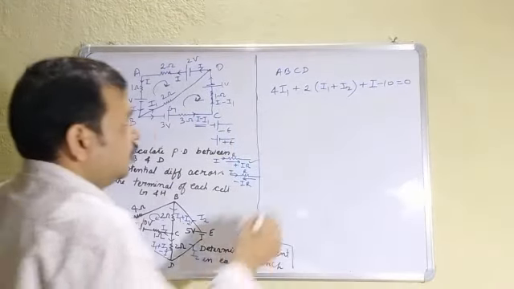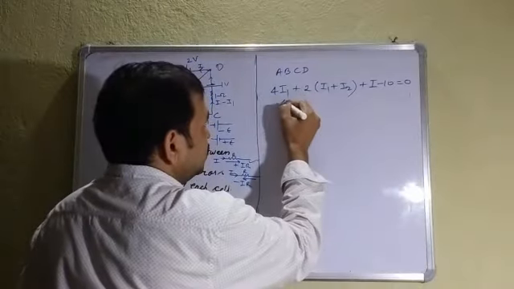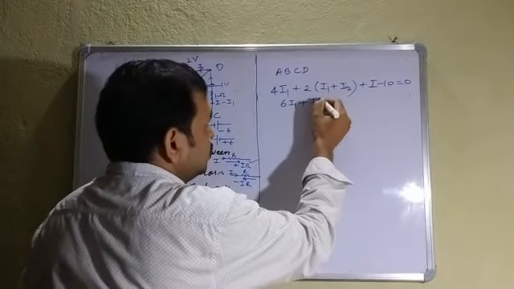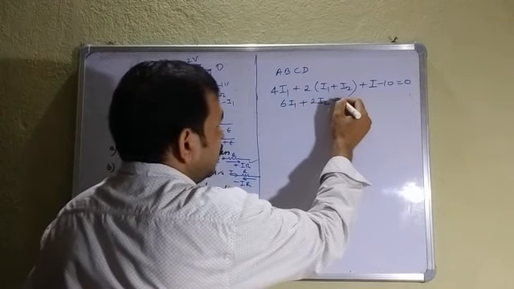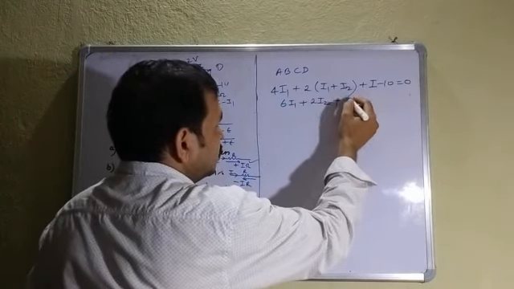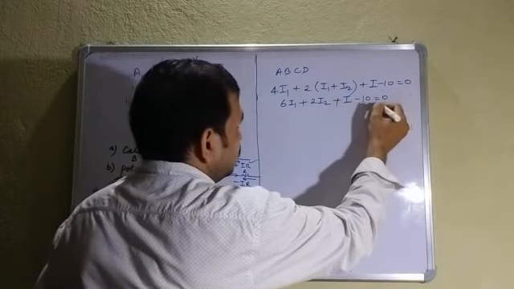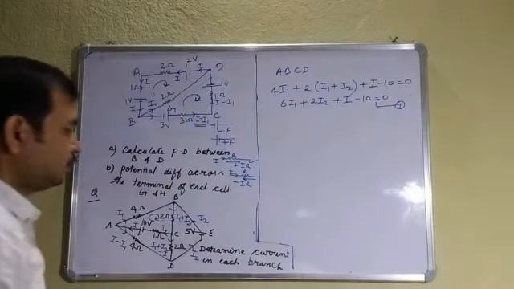So if you write 4I1 plus 2I1, 6I1 plus 2I2 plus I minus 10 is equal to 0, equation 1.